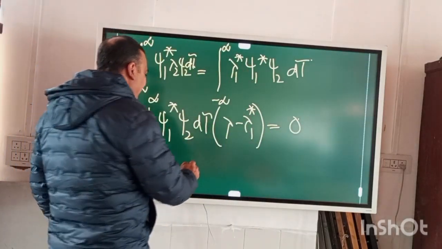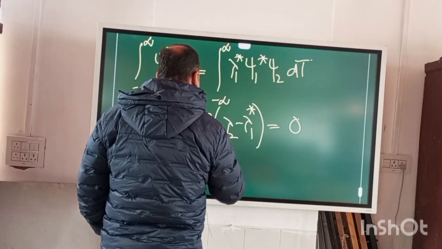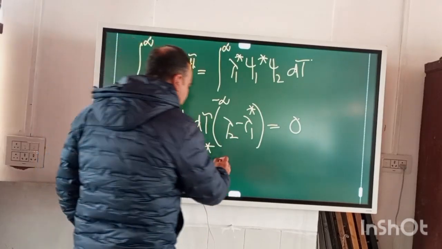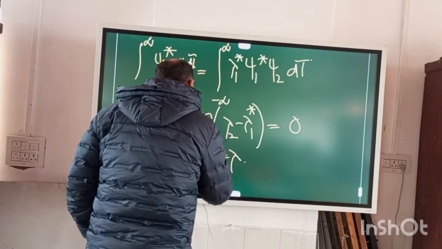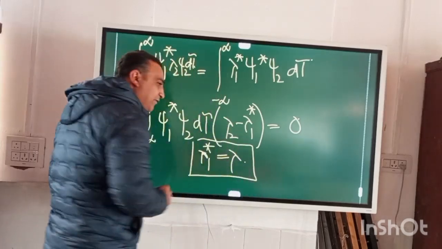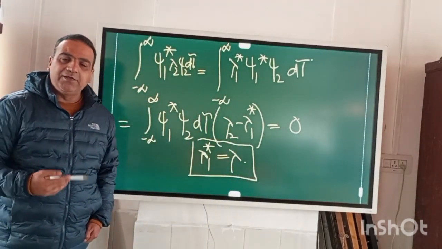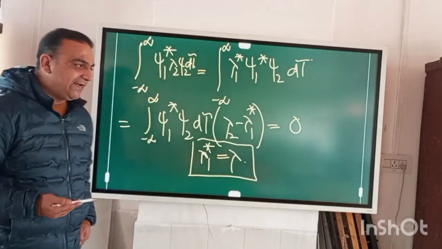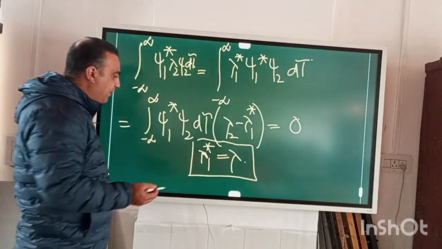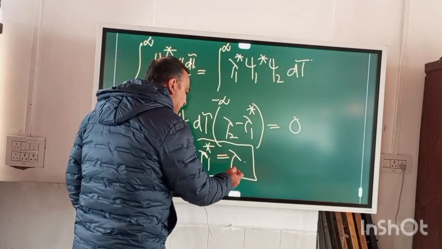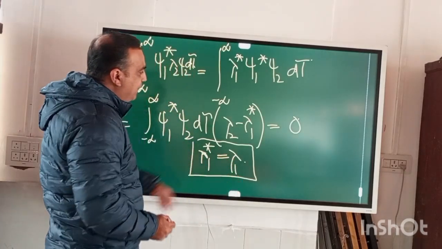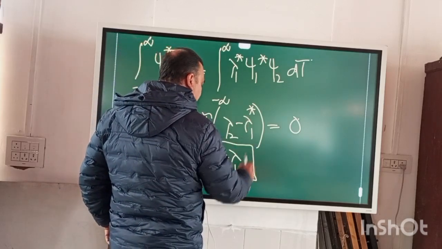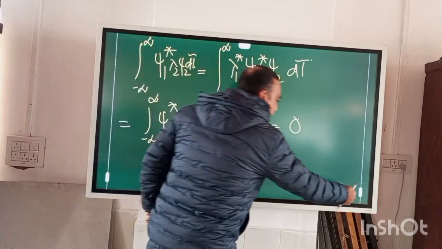We know that lambda 1 star is equal to lambda 1. We have already proved that when you execute Hermitian operators, the eigenvalues that we obtain are real. If they are real, then lambda 1 star is equal to lambda 1. So instead of lambda 1 star, I'll be writing lambda 1 here.